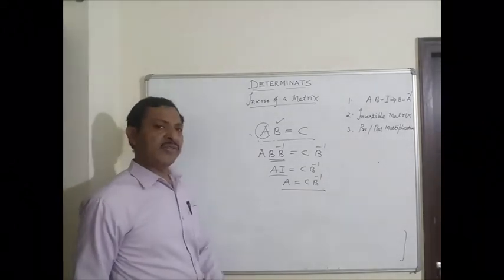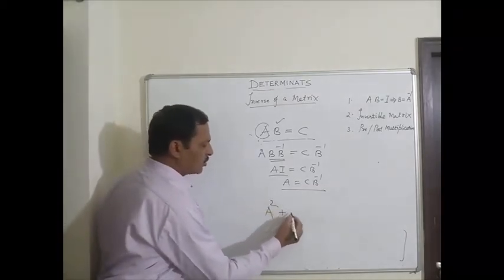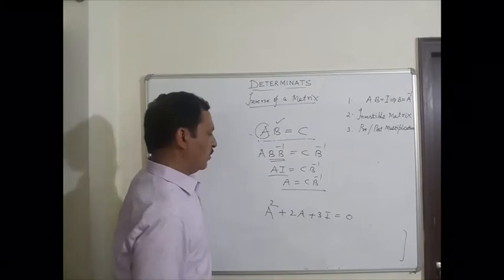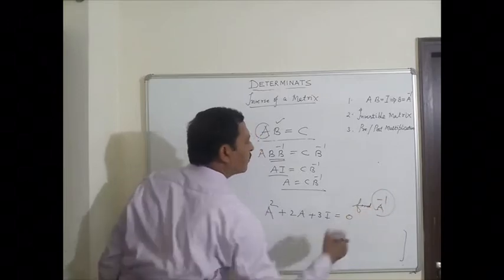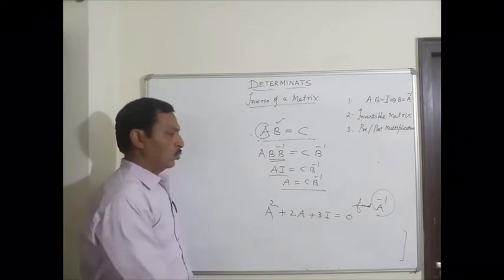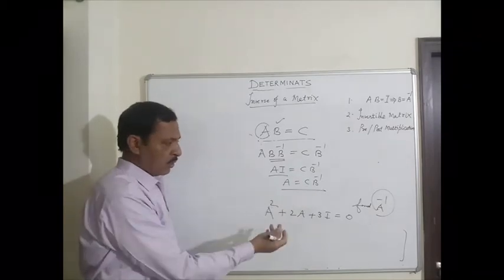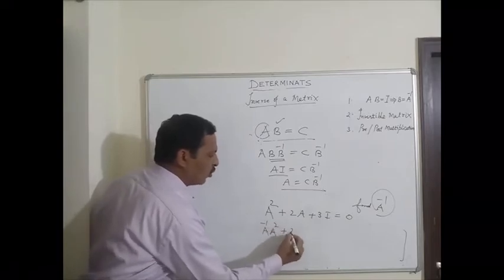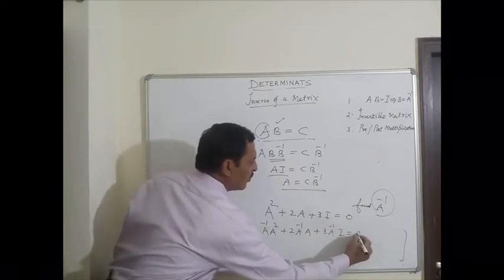Now, if some relation is given, how to get the inverse out of that, like here: A square plus 2A plus 3I equals 0, for example. Someone asks you to find A inverse from here. But A inverse does not exist anywhere here. To get A inverse, I should multiply each of the terms by A inverse. So what is it? A inverse into A squared plus 2 into A inverse into A plus 3 into A inverse into I equals A inverse into 0.